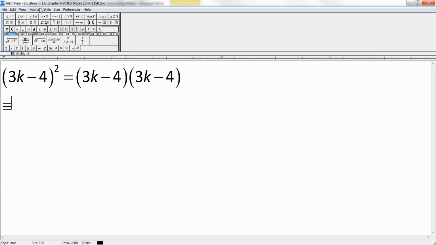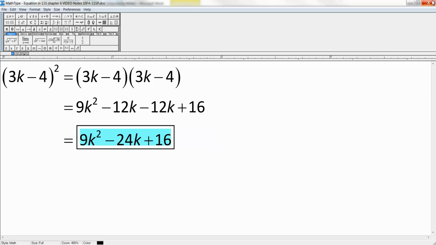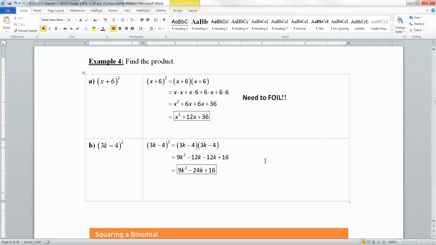That's equal to, and I'm going to start, like I said, not writing everything down. 3 times 3 is 9. K times k is k squared. Minus 12k, because outers, 3 times negative 4 makes minus 12. Inners, minus 12k again, because 4 times 3 is 12, plus 16, which makes 9k squared minus 24k plus 16, like that. Okay. And again, we start just doing everything in our heads and stop writing every single step down because it gets really tedious.